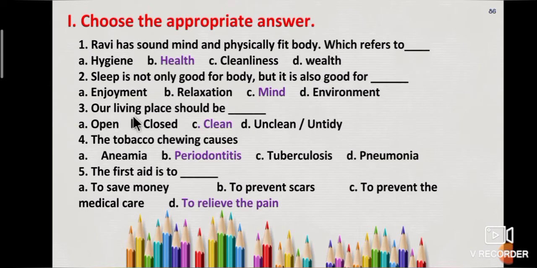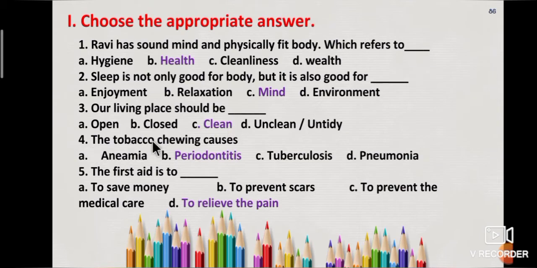Third one, our living place should be dash. Option A, open. Option B, closed. Option C, clean. Option D, unclean or untidy. Answer is clean. Our living place should be clean.